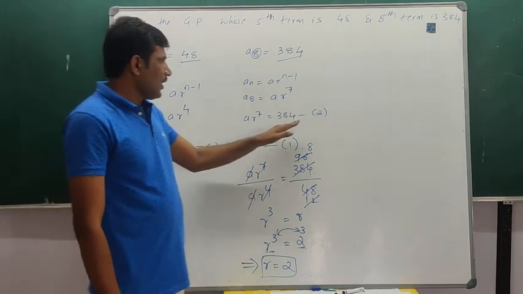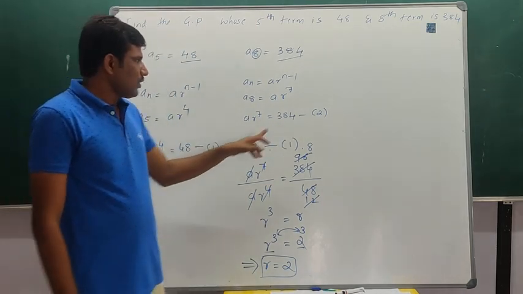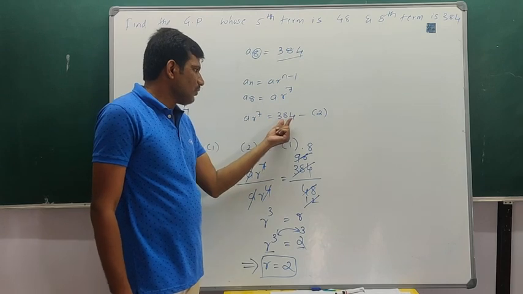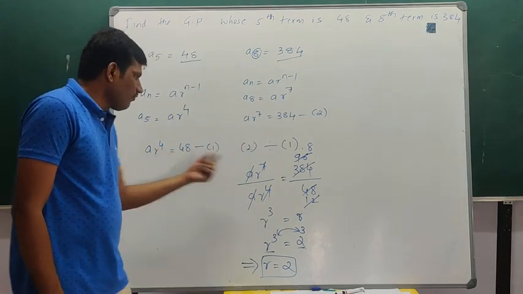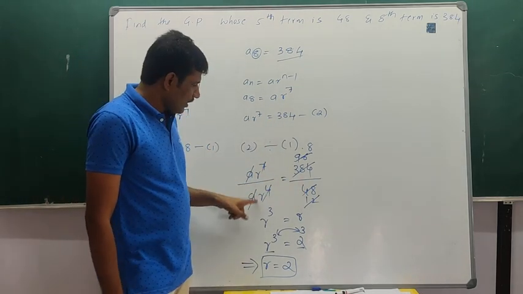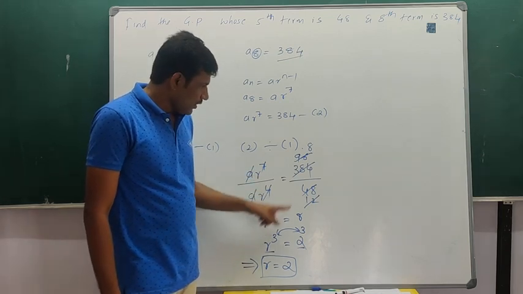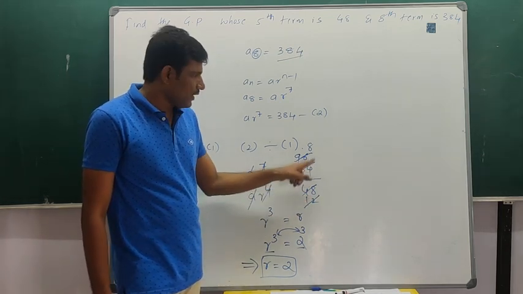So just to recap, we divide equation number 2 by equation number 1. Equation 2 is A R power 7 equal to 384, divided by A R power 4 equal to 48. So A will get cancelled. That is R cube is equal to 384 divided by 48, which is equal to how much?